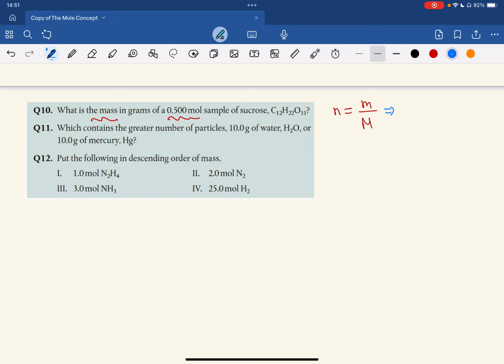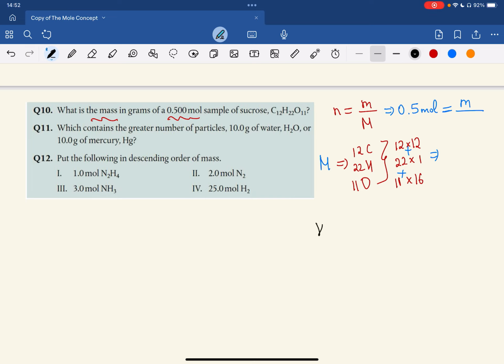So what's our small n? We know the small n is 0.5 moles, and we have to find the mass m. How do we find the molar mass? It's quite easy. We have 12 carbon, 22 hydrogens, and 11 oxygens. We should use the periodic table. Carbon mass is 12, so 12 times 12. Hydrogen mass is 1, so 22 times 1. Oxygen mass is 16, so 11 times 16, and we add them together.